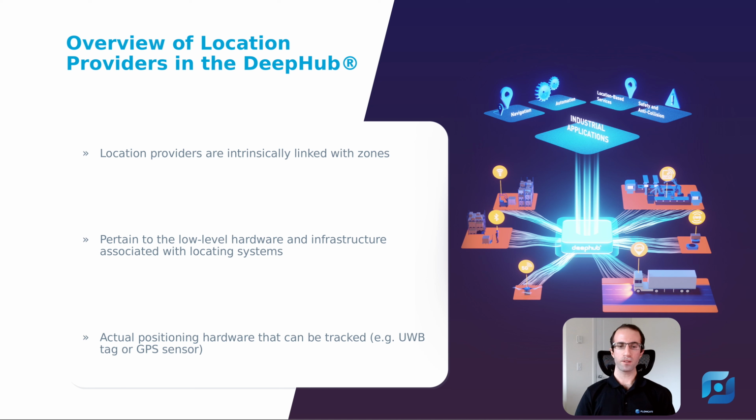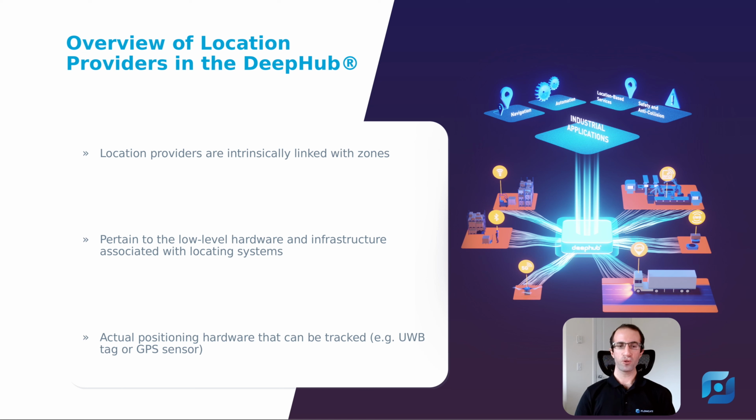Just like zones, location providers relate to the low-level hardware and infrastructure associated with locating systems. Specifically, they refer to the actual positioning hardware that can be tracked by a locating system. Examples include an ultra-wideband tag or a GPS sensor.